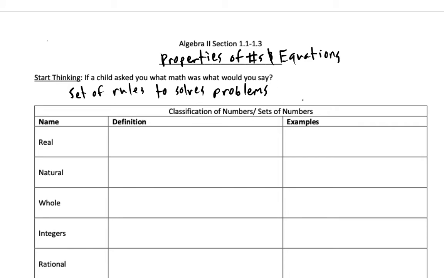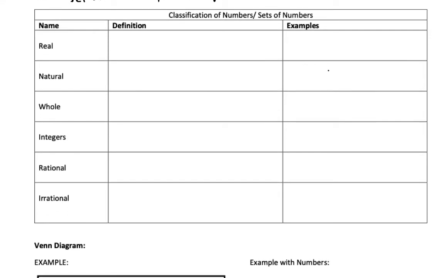Now we're going to get started with something basic. This is something you've seen a couple of different times. This is the classification of numbers, or sets of numbers. We have a couple of different sets of numbers, and we're going to do these in a weird order, but we're going to start with the natural numbers. What are natural numbers? Natural numbers are counting numbers. So they're the numbers starting at 1, going to 2, 3, all the way up until infinity. Natural numbers are counting numbers.